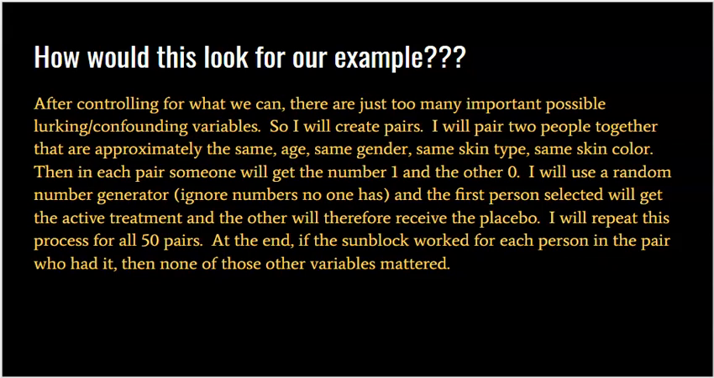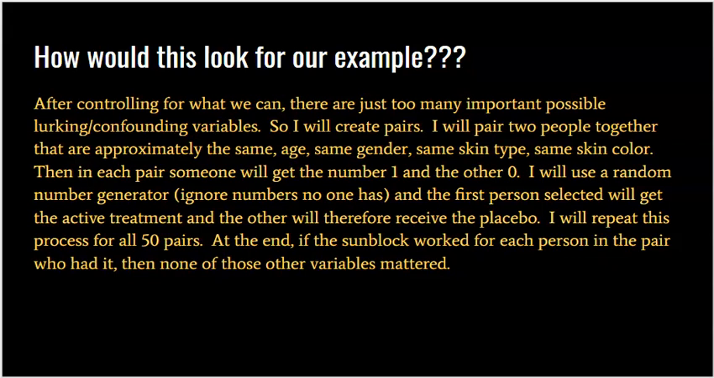Now, that does need to be random. And again, in each pair, somebody's going to get the sunblock, somebody's going to get the placebo. I will repeat this process for all 50 pairs. Actually, I wrote 50 pairs. It should say 25 pairs. There were 50 people. That's 25 pairs.